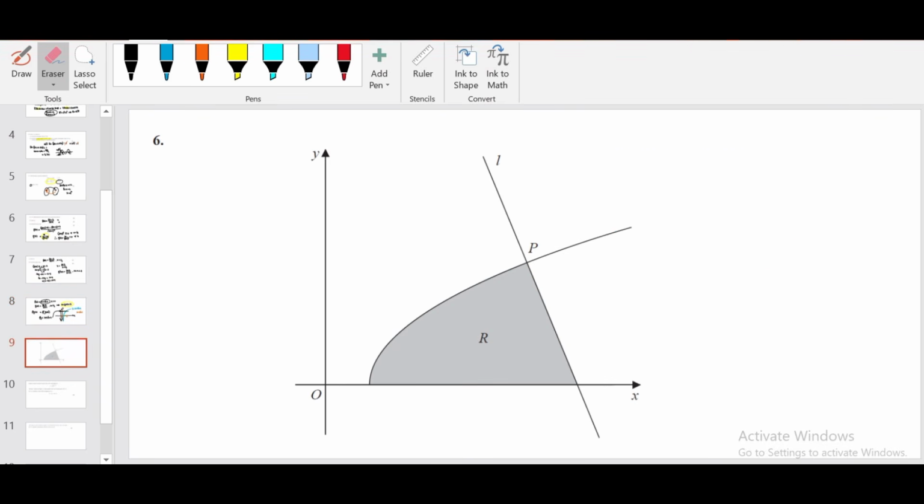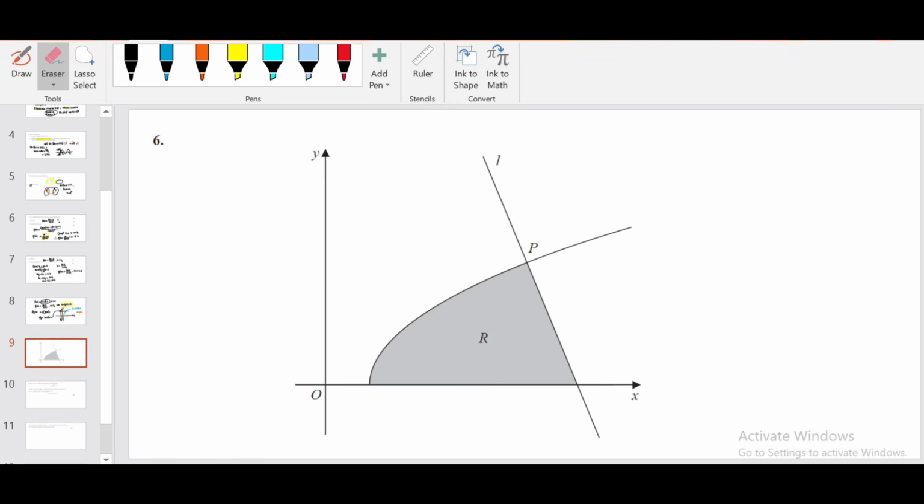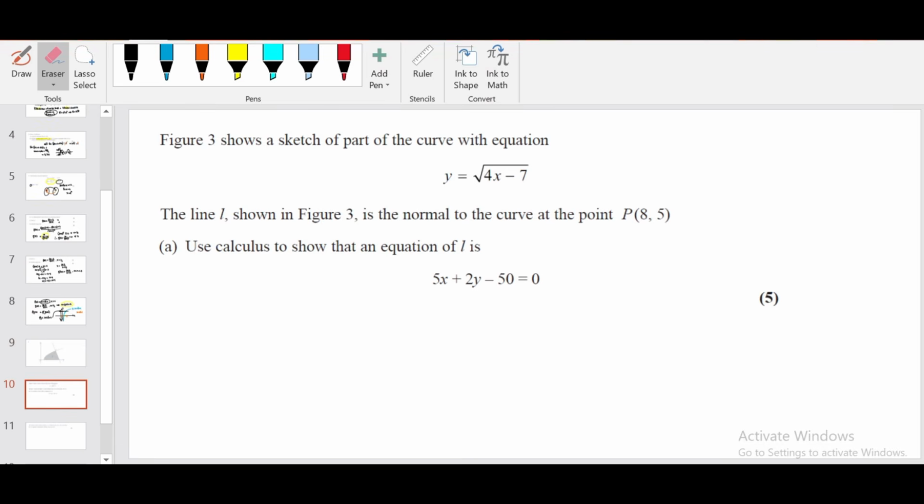Let's look at question number 6 now. We have a figure given, and figure 3 shows a sketch of part of the curve with the equation y is equal to the square root of this. L shown in figure 3 is a normal. The line L is the normal. Use calculus to show that this is the equation. So basically they want you to find the equation of the normal. We have learned this in pure math 1.